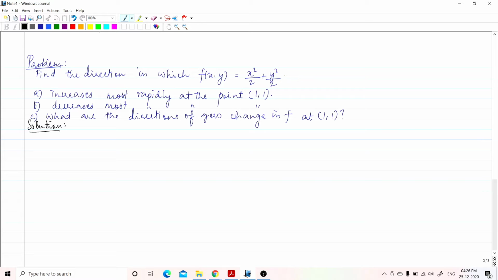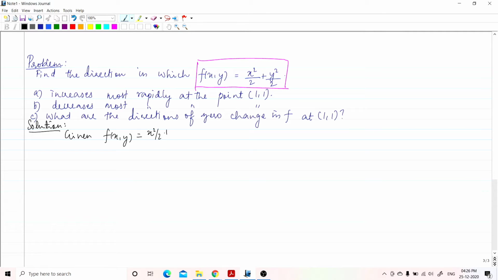So you are given some function, right? So you have this function. For this function, you will have to identify the direction in which this function increases rapidly. So what do you think? What should we find first? Any idea?